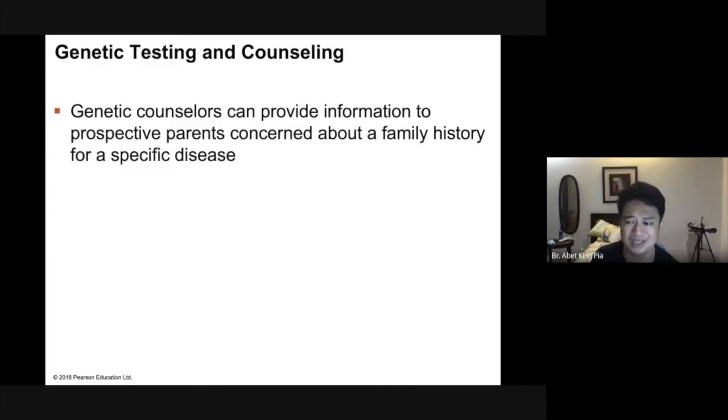Again, possibilities. Hindi to para takutin tayo. Mas magandang may alam tayo kaysa naman sa wala. 'Di ba? Magbibigla na lang tayo. So, genetic counseling is important because you will be informed of the family history.